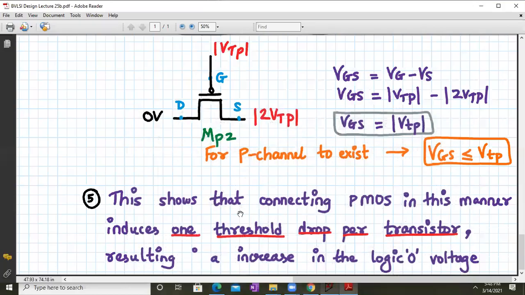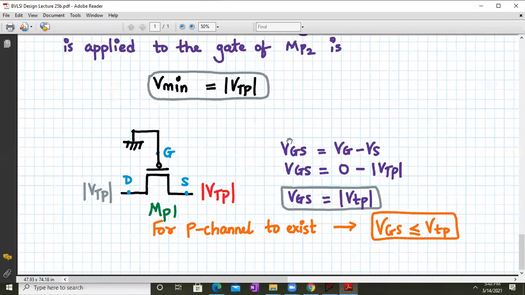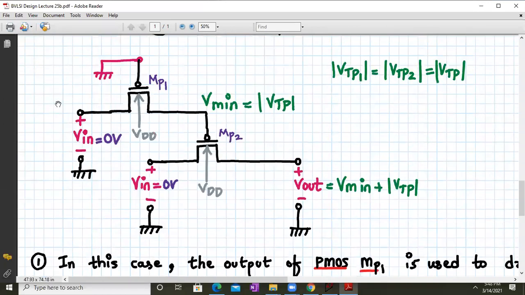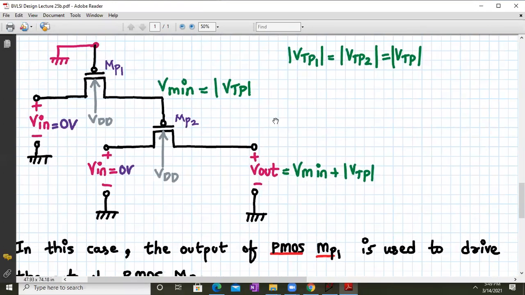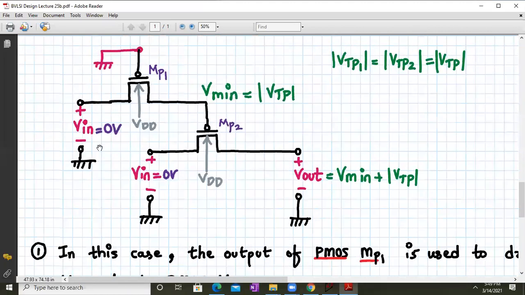But if a numerical comes and you have to answer that question, it has to be answered in this fashion: if Vin is 0 volt, your output of the first transistor will be mod of VTP, and the output of the second transistor will be Vmin plus mod of VTP, which will be mod of twice VTP value. Okay, so that is the solution we are looking for. And in case Vin is equal to 5 volt, your output of the first transistor is logic 1, that is 5 volt, and the output of the second transistor is also logic 1. That is what we have seen.